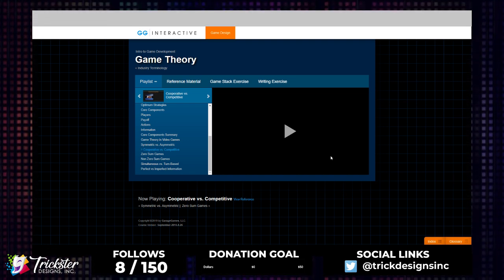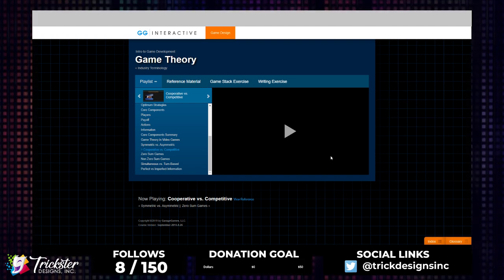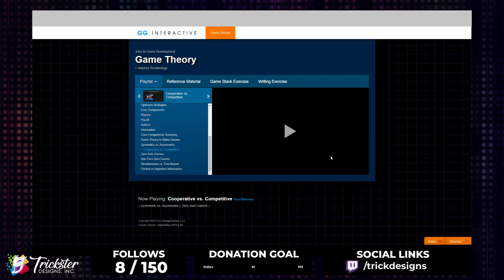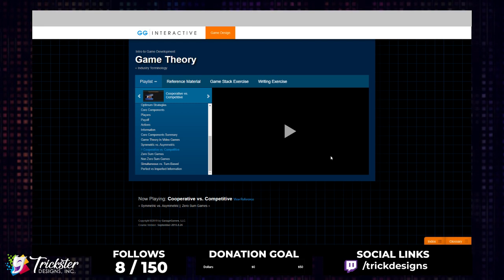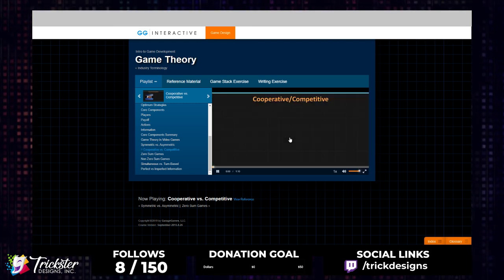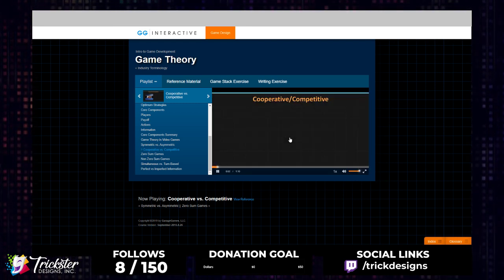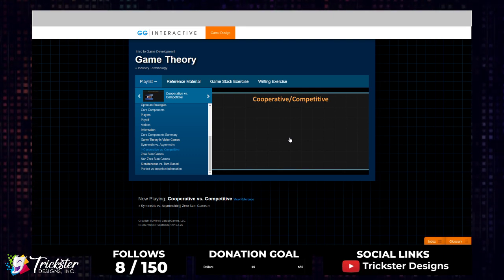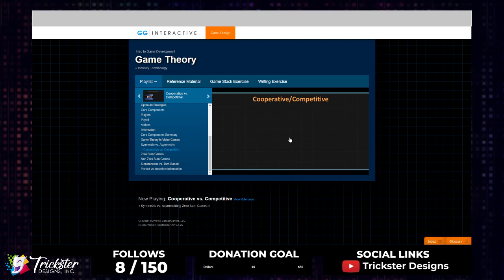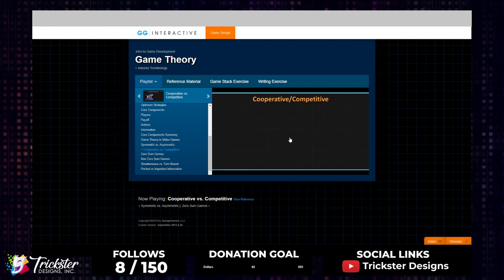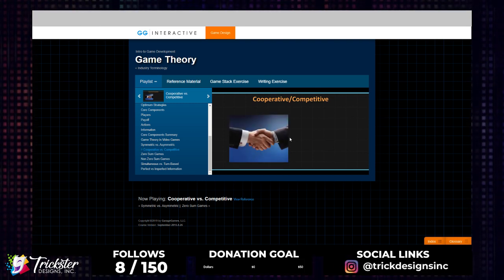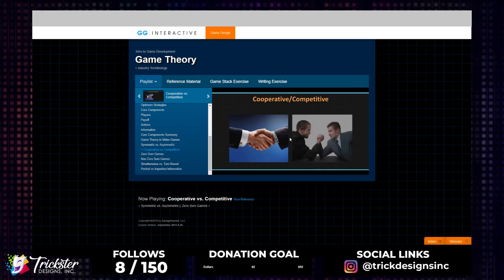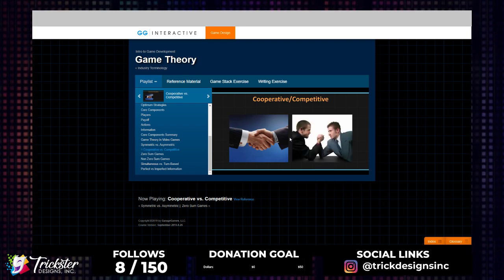Cooperative versus competition. With the rise of the internet came massive multiplayer online gaming and new ways to create games that are both cooperative and competitive on a grand scale. In general, cooperative games are games where people work together to find solutions to victory, and competitive games are games where they work against each other to win.